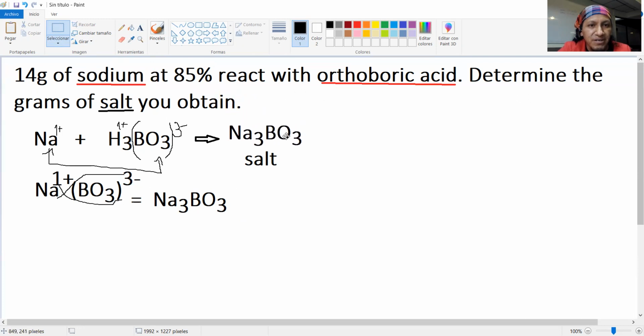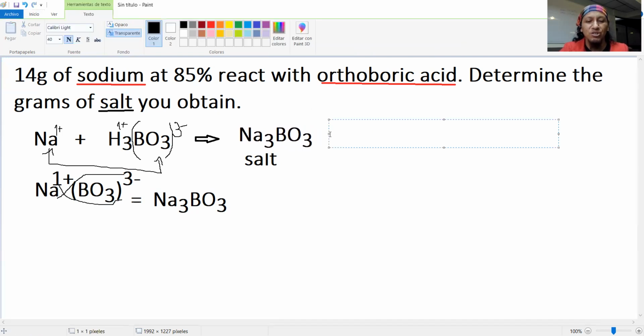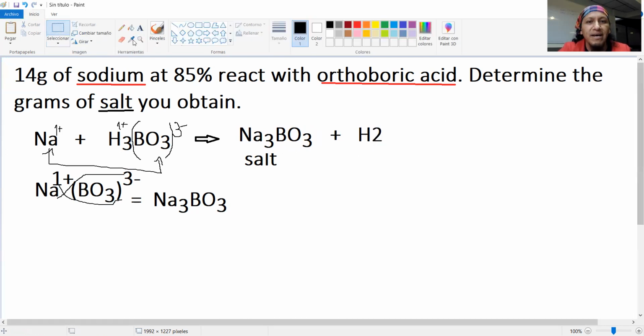We put it there. And remember what I said about the party, so also remember that the sodium displaced the hydrogen, so it's going to occupy that space. Hydrogen is going to be released in the form of gas, right? There's no more couples for dancing, hydrogen remains alone, it goes as a gas. Very good.